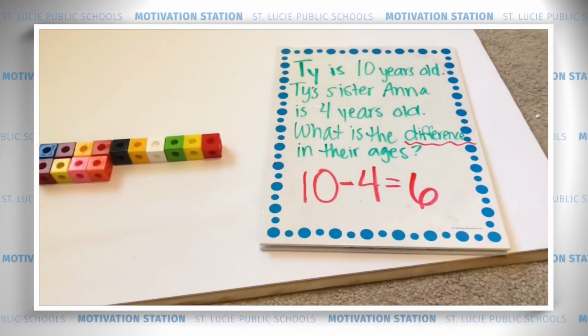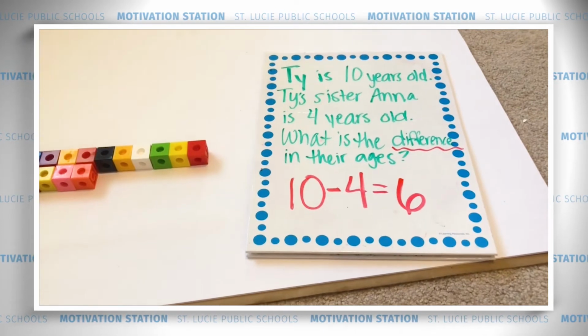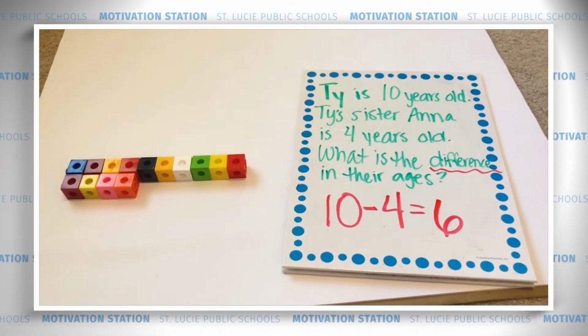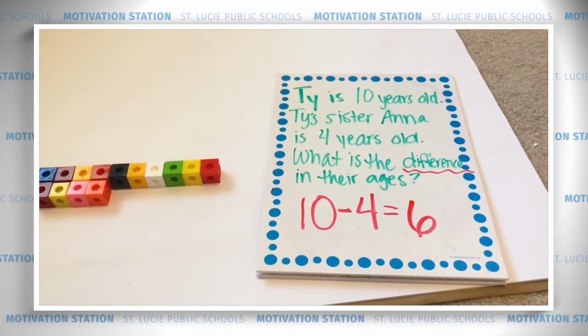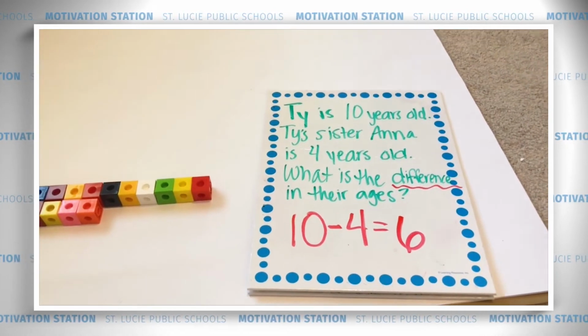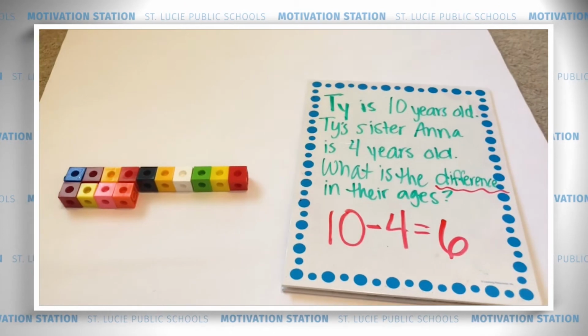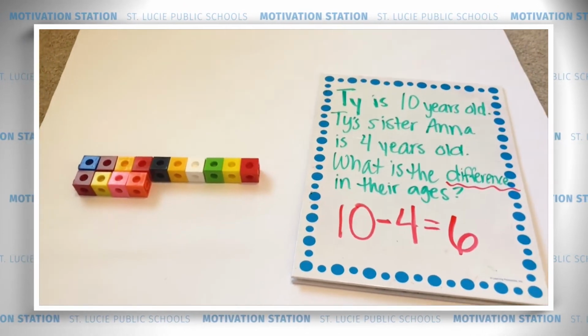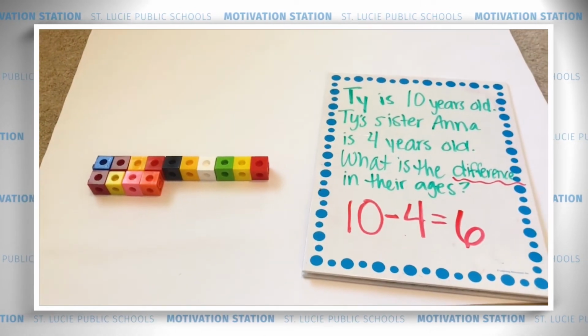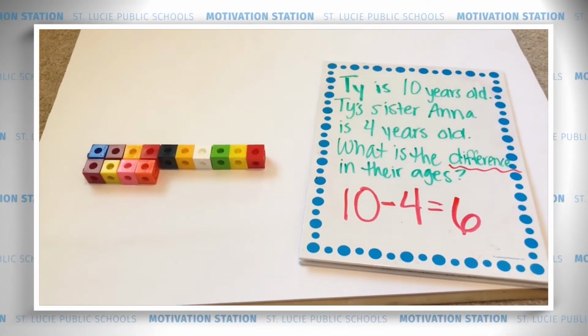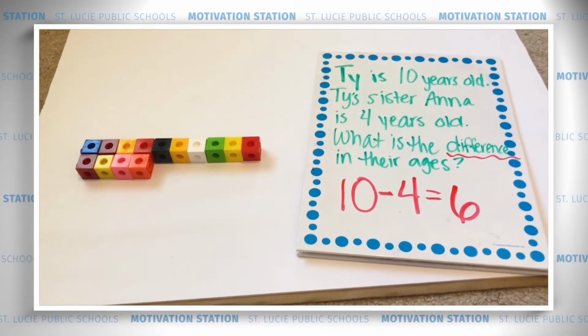The difference between 10 and 4 is 6. Anna is 6 years younger than Ty. Ty is 6 years older than Anna. The difference, 6, is the answer to the subtraction problem. So now that we've done some problems with our counting cubes and our dry erase board, let's move on to the computer so I can show you how you can use the M tools to solve these comparing problems.